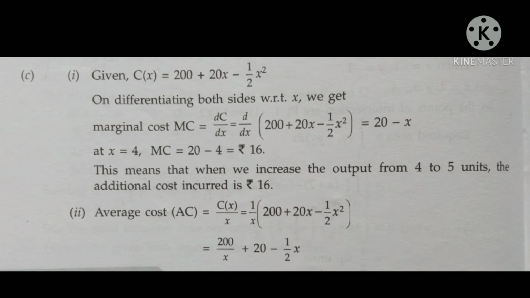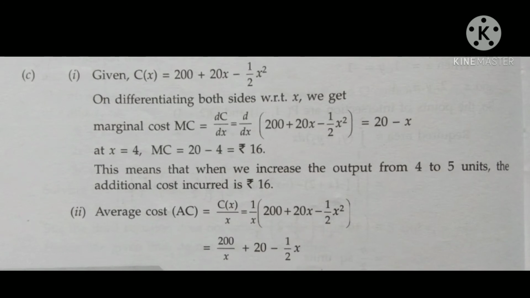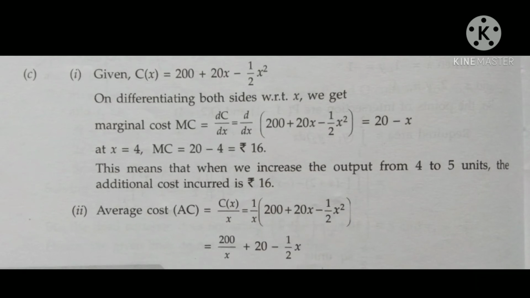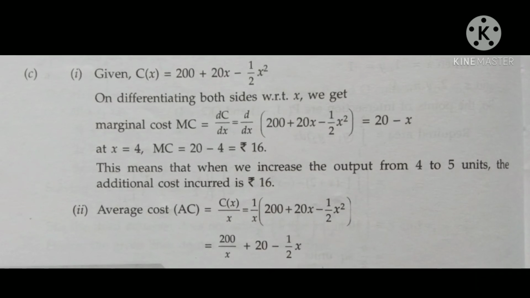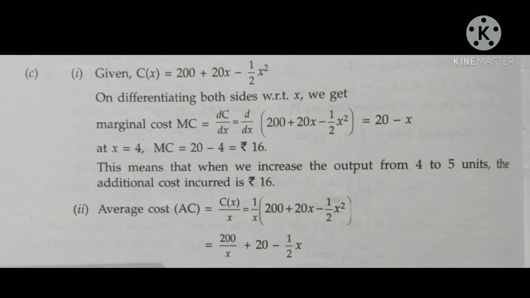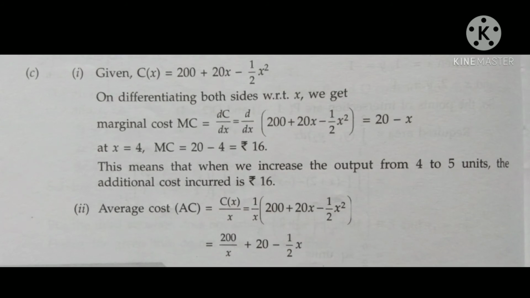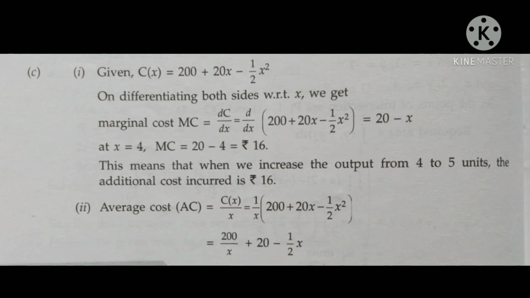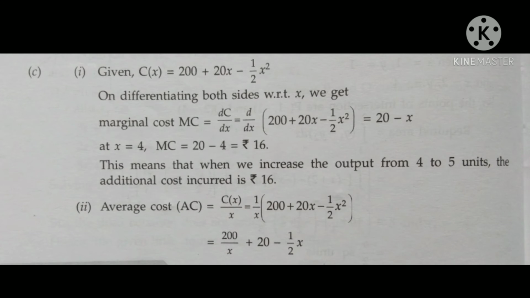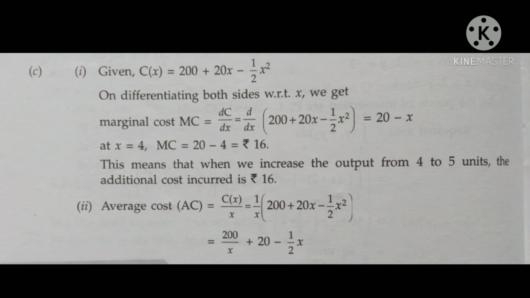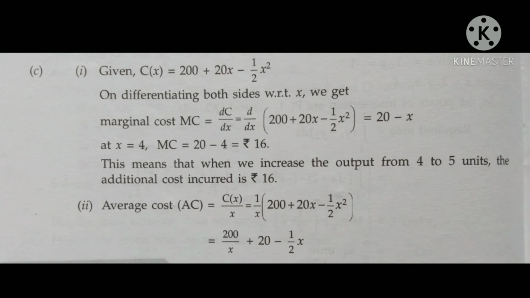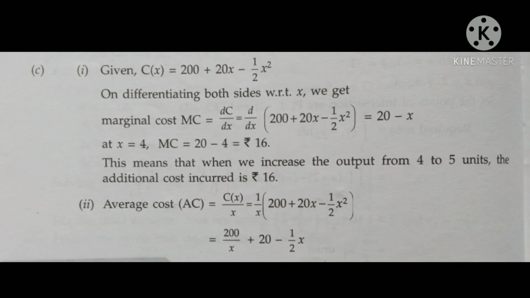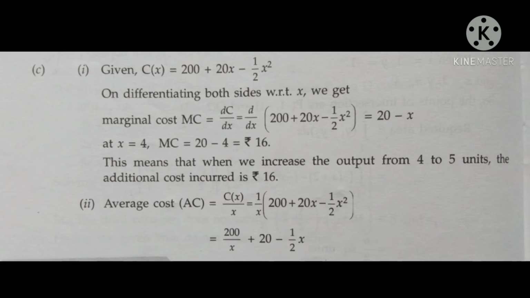So it is given C of x is equal to 200 plus 20x minus half x square. We differentiate the cost function, which gives you 20 minus x. So we have to calculate marginal cost when x is equal to 4. Putting the value x equal to 4 gives you marginal cost 16. Now we calculate average cost, which is C of x by x, which gives you 200 by x plus 20 minus x by 2.